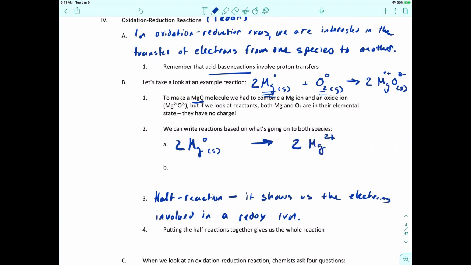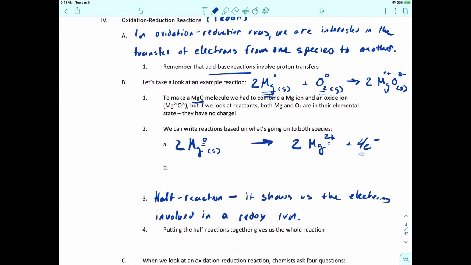Now, in order for this to go from a charge of 0 to a charge of 2+, it had to lose 2 electrons. That's 2 electrons for just 1 mole of magnesium, but you've got 2, so you multiply this by 2, which is 4. So on the right-hand side, we say plus 4 electrons, because each magnesium is giving up 2 electrons. You've got 2 moles, so you've got 4 moles of electrons to deal with.